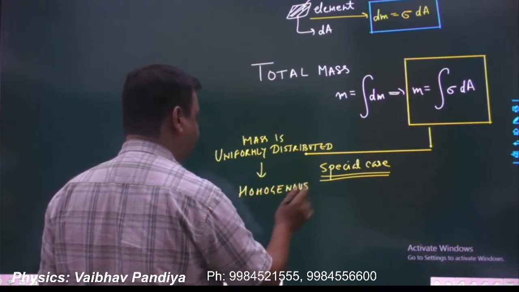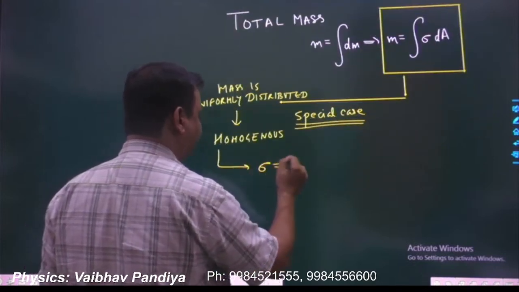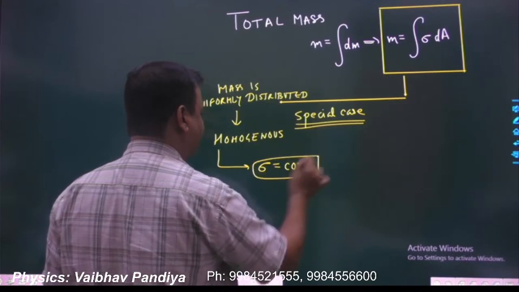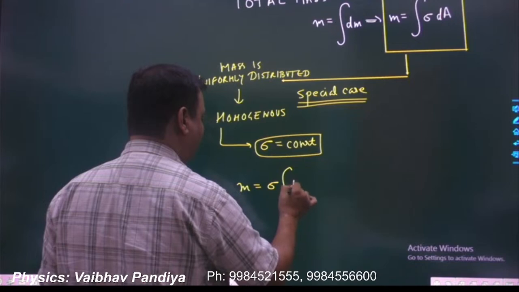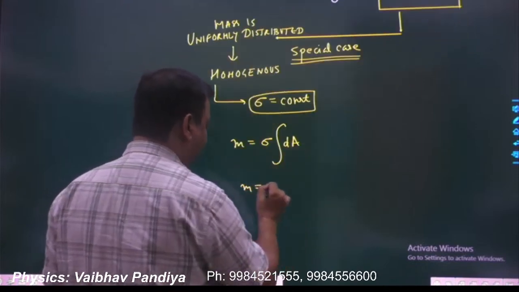Such an object is called homogeneous. So in this case, all over the object, sigma at each point will be the same. So you can say sigma is constant over the object. In this case, the value of sigma will come out of the integral, and what is left is the integral of dA. And the integral of dA will give you the total area.